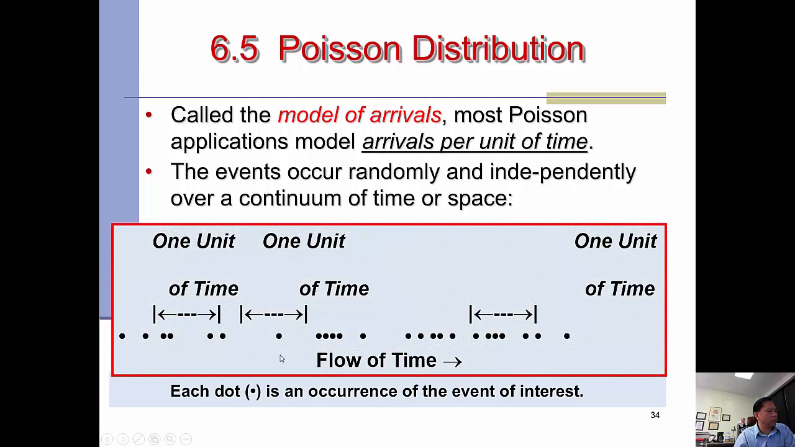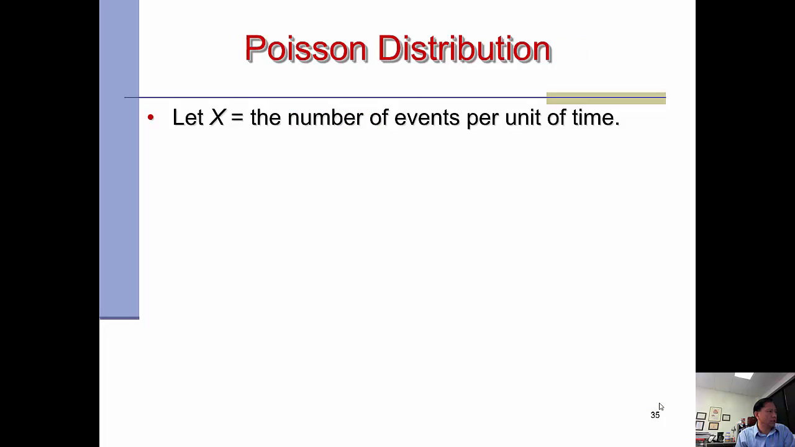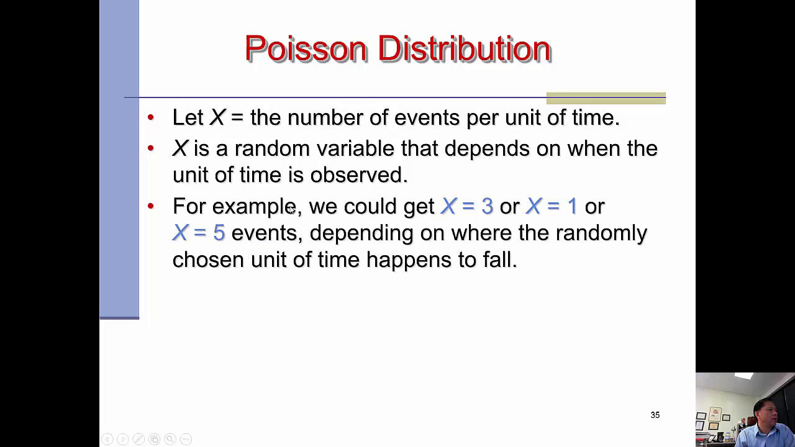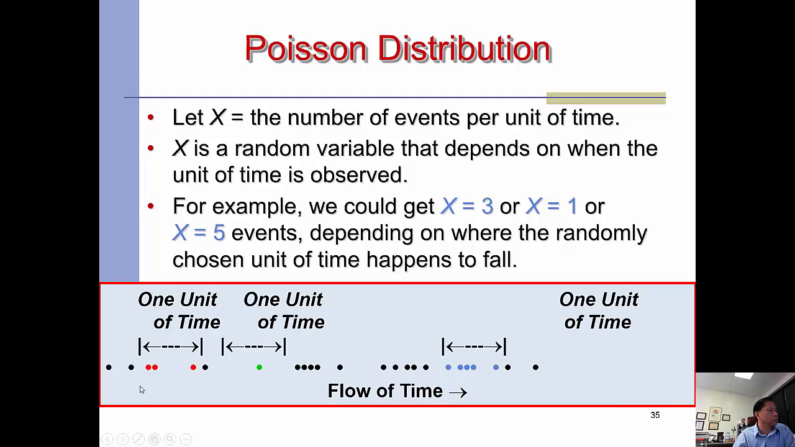Because if this is the time axis, this is a unit of time, another unit of time, another unit of time, right? And each dot is an occurrence of the event of interest, and we want to know the number of arrivals in a given unit of time. If we use x to denote the number of events per unit of time, then x is a random variable that depends on when the unit of time is observed. Okay? For example, you could get x equals 3, or x is 1, or 5 events, depending on where the randomly chosen unit of time happens to fall. Right? You can choose this, or that.